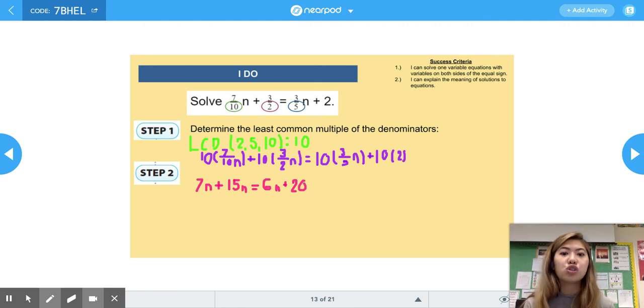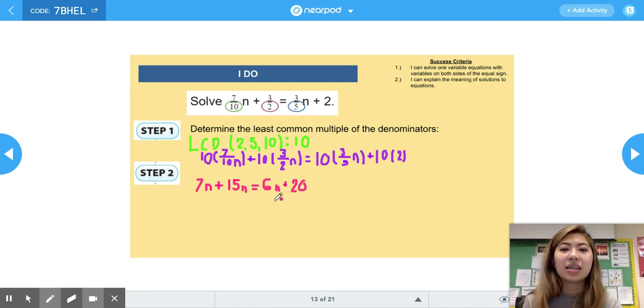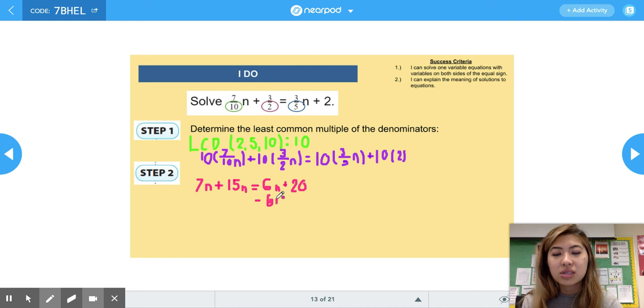So the first thing that I have to do is move my coefficients to one side to be with each other. So the smaller coefficient is the 6n. So I'm going to move this 6n to the other side. And so the opposite of adding by 6n is subtracting both sides by 6n. So that is my first zero pair. Seven n minus 6n is 1n. So we have 1n plus 15n.